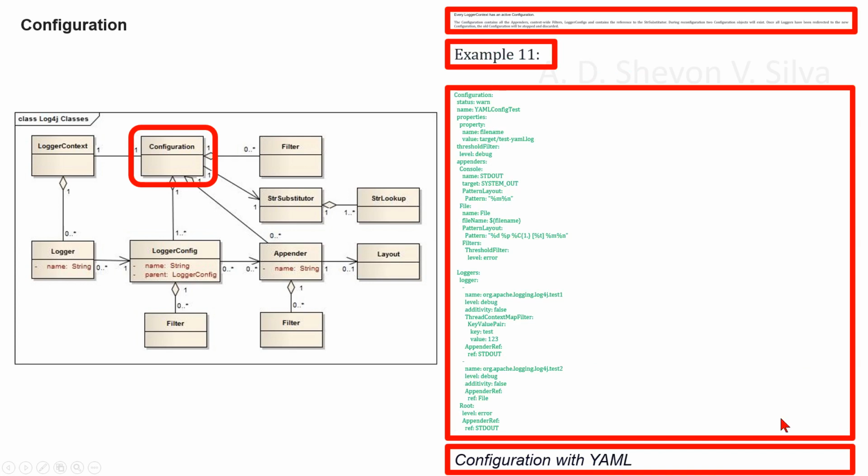In Log4j, this is the configuration with YAML. Log4j also supports using YAML for configuration files. The structure follows the same pattern as both the XML and JSON configuration formats. You can see here, additional runtime dependencies are required for using YAML configuration files.